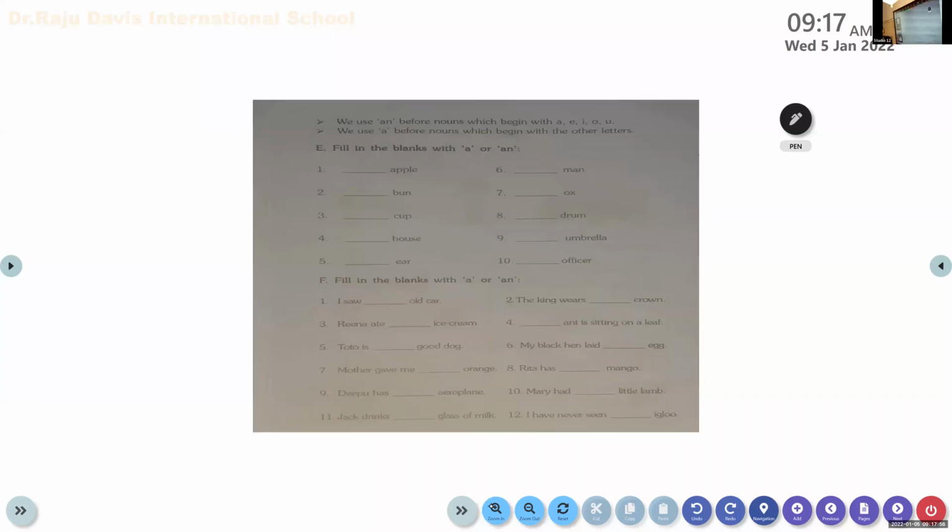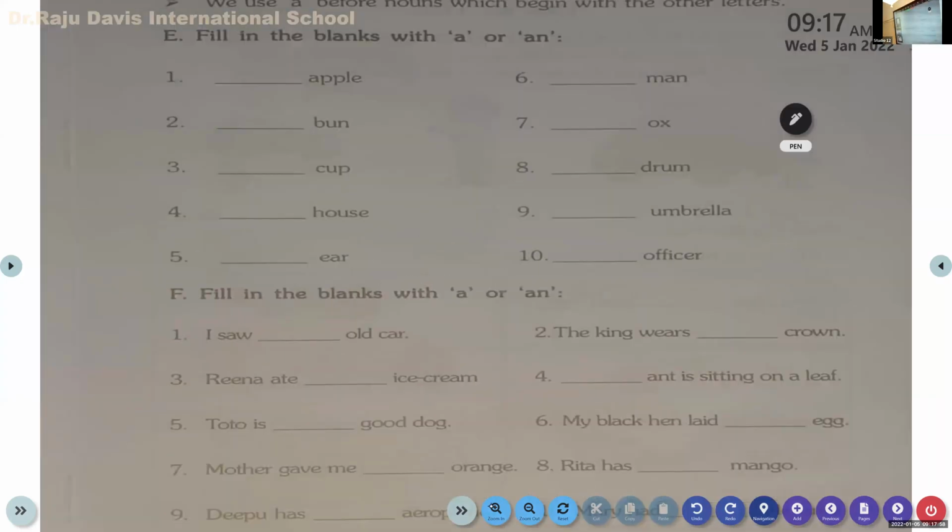Now all of you turn to page number 29. You have to fill in the blanks with "a" or "an." Now we are familiar with the words, and we know where to use "a" or "an." Are you all ready? All of you please take your pencils in your hand. Now, I'll start with Advika. Come on, Advika. Do the first one for me.